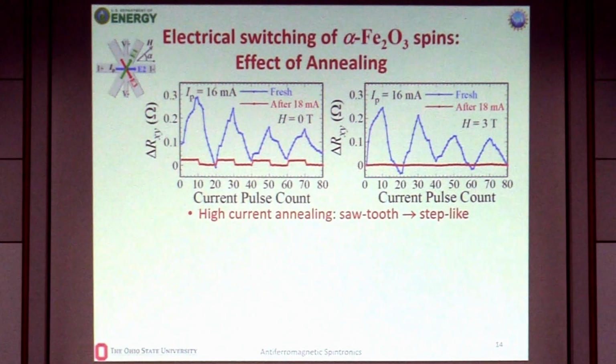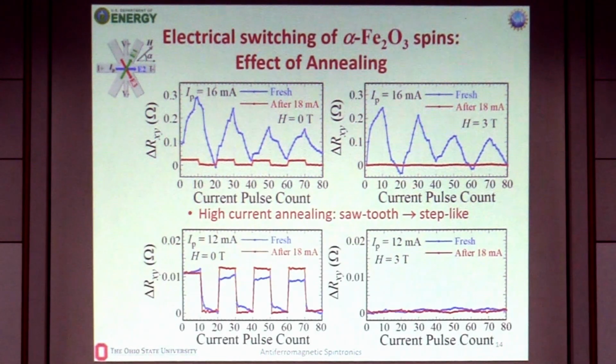So we apply high current annealing. Even for the 12 milliamp, the blue is before the annealing. Although it's pretty square, you can see a little change during the plateau. But after the annealing at 18 milliamp, it becomes much more square. And this we can actually repeat hundreds of times without seeing any decay in the signal. And then you apply 18 milliamp, apply 3 Tesla, and both the fresh and the after-annealing one become more or less flat.